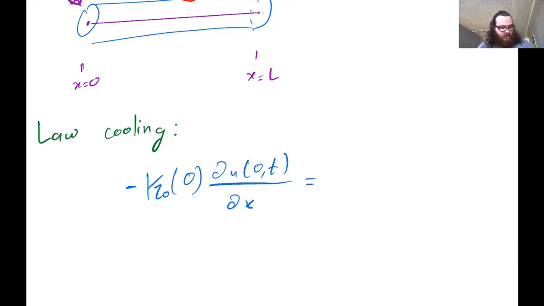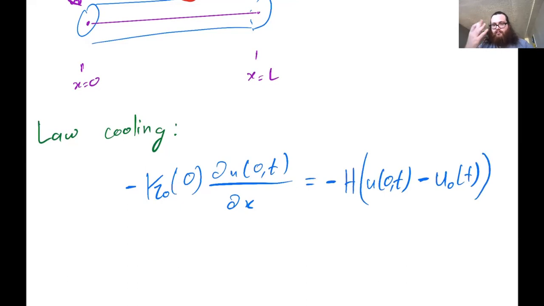Right, so what is the energy flux? Well, that's going to depend on the temperature difference between that point of the rod and some base temperature outside of the rod, okay? So what does that look like? We'll write it like this: minus H times the temperature at that point minus some base temperature outside, okay? This H here is just, we'll call it a cooling constant, okay? But otherwise, this is another boundary condition we can prescribe, okay?